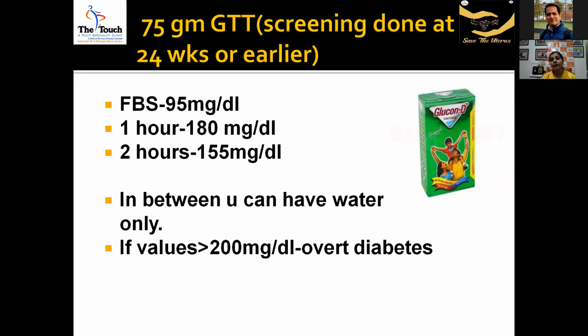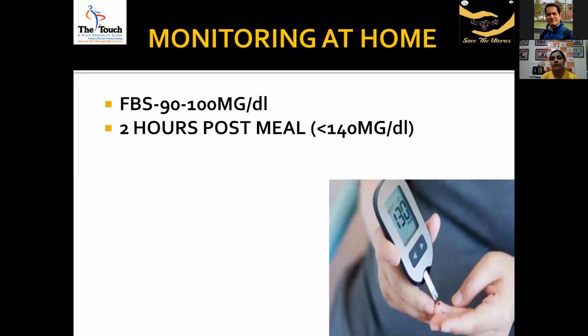Many girls are not able to take so much sugar, so you can add lime to it, and you can also have normal water in between. If you take it sip by sip over some 5 to 10 minutes and you add lemon in it, then you are able to drink it. If values are more than 200 milligrams, then it is overt diabetes. Once your GTT has come abnormal, it is not repeated in the pregnancy and the treatment is started.